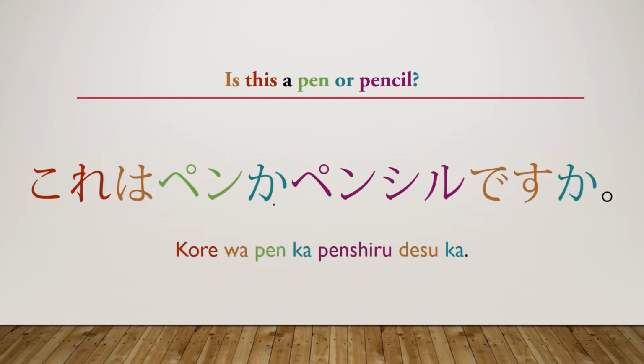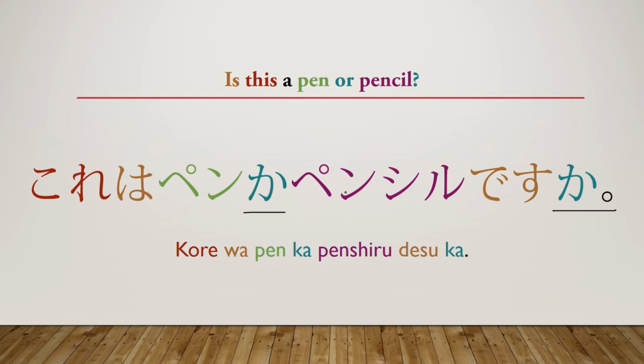The last sentence is, is this a pen or a pencil? Now, the first thing that you should notice here is that we don't have two complete phrases. That's because I wanted to highlight that you don't need two complete phrases all the time. We just have our ka here and our ka here as before, but this time we have our kore wa pen ka pencil desu ka? As you can see here, I removed the desu ka after the pen. That is because you don't need to have these two complete phrases.